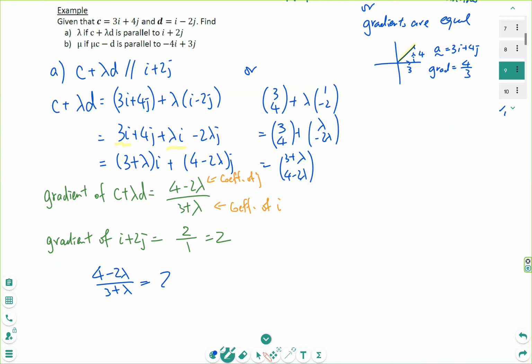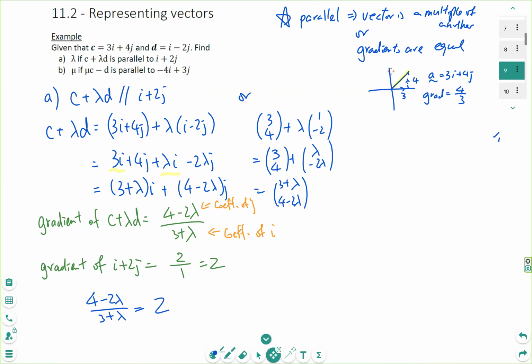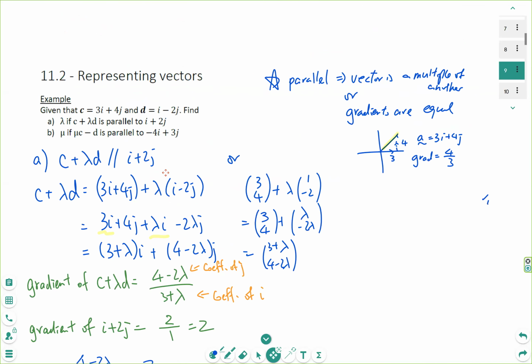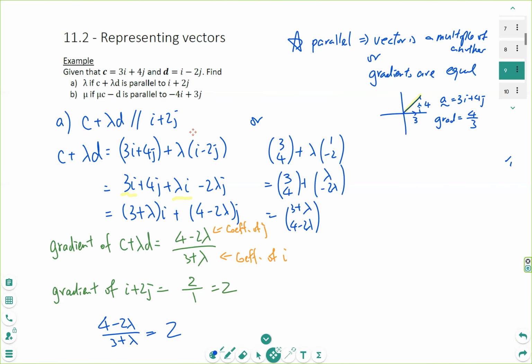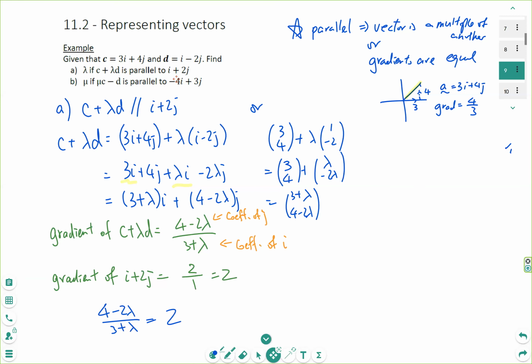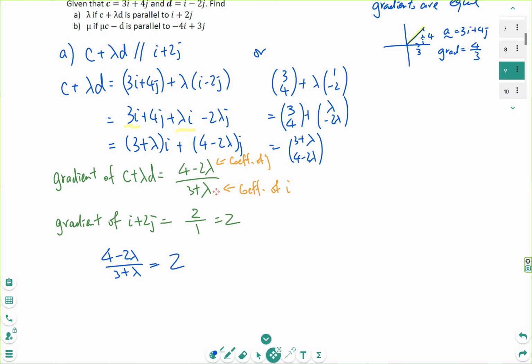Now, people will teach you different things. When vectors are parallel, some people also like to use method number one, where one vector is a multiple of another, which I'm not going to show you here. So this is my way of working. When you're told two vectors are parallel to each other, we can use the gradient.